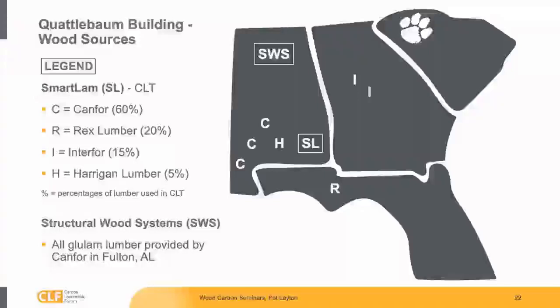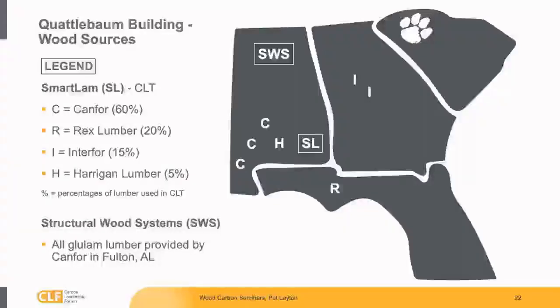One of the Canfor mills also produced all of the lumber that went to Structural Wood Systems for our glulam lumber. And then from Structural Wood Systems and Smart Lam in Dothan, Alabama, it was hauled to Clemson as cut pieces ready to go into cranes that lifted it into place directly onto our building. And the structure of the building was completed in about 10 actual work days, although there were some days off in the middle of that.